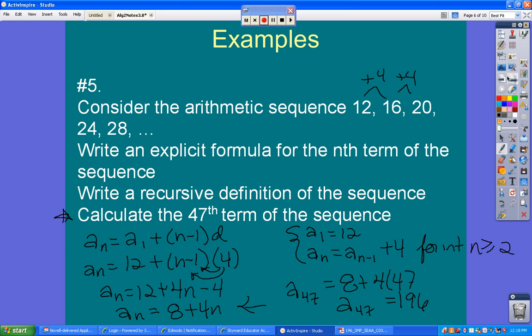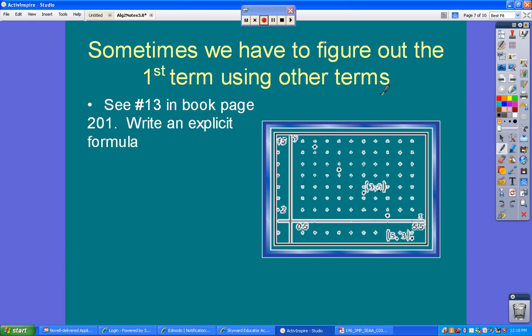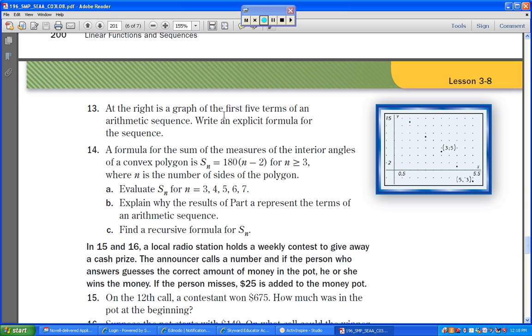Okay, moving right along. Sometimes we have to figure out what the first term is. Sometimes they don't give you the first term. So what do we do? Let's look at problem 13 in the book. This is a bad copy. So here's what they give you.